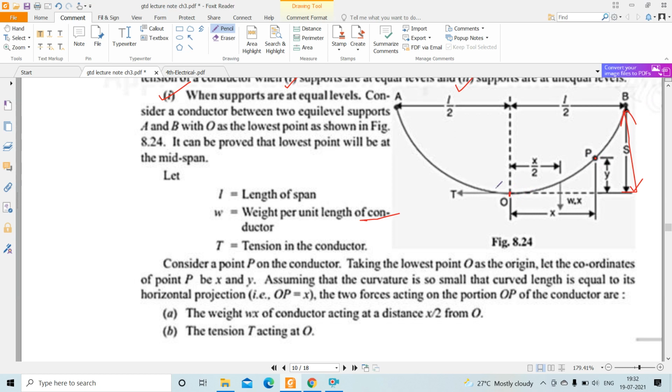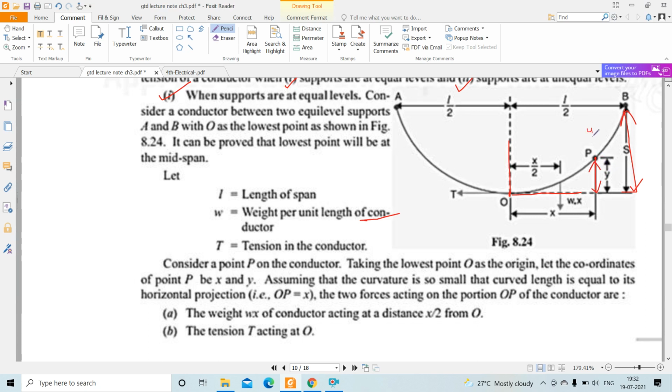Okay, if O is the origin, then what happens? Let the coordinates of point P be x and y. How is it x and y? See, if O is the origin, this is the x axis, and this is the y axis. From this point, this distance we consider y.